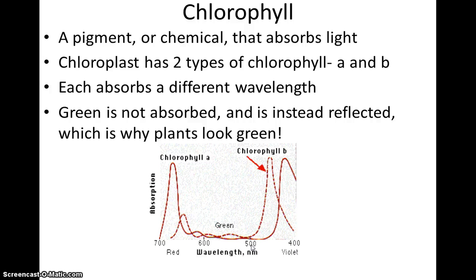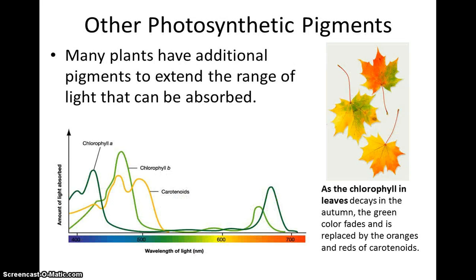So chlorophyll is our main pigment absorbing the light energy for the plant to use to do photosynthesis. You may have noticed, though, that in the fall we have really beautiful colors on plants, and they're not green anymore. That's because in addition to chlorophyll A and B, some plants have additional pigments. One example is a carotenoid, which gives more of a range of light that can be absorbed, making photosynthesis more efficient.